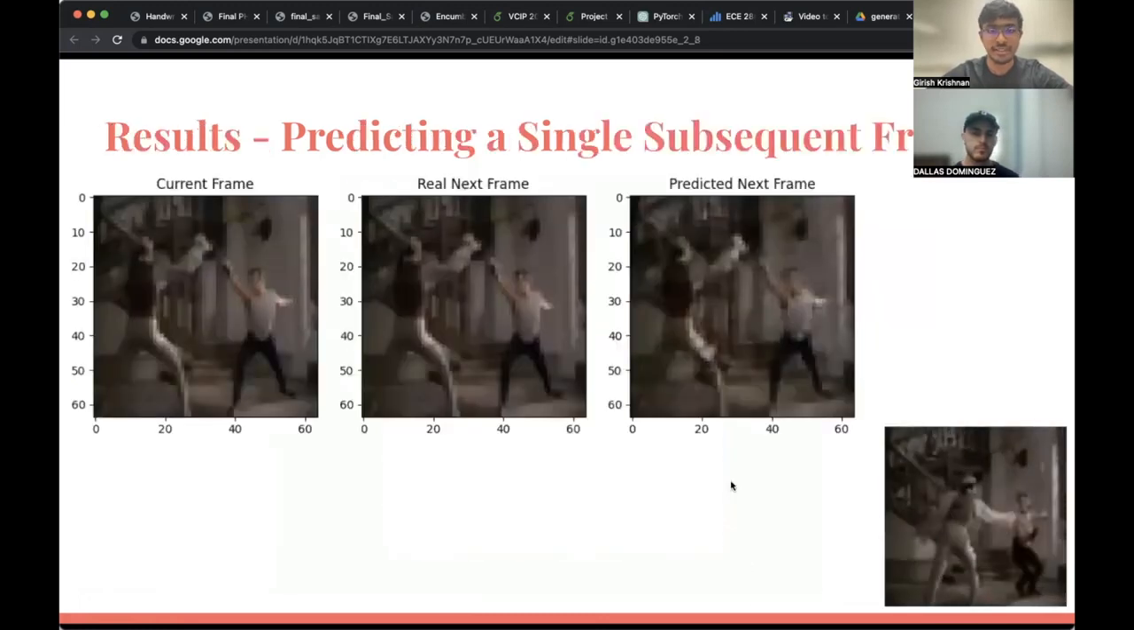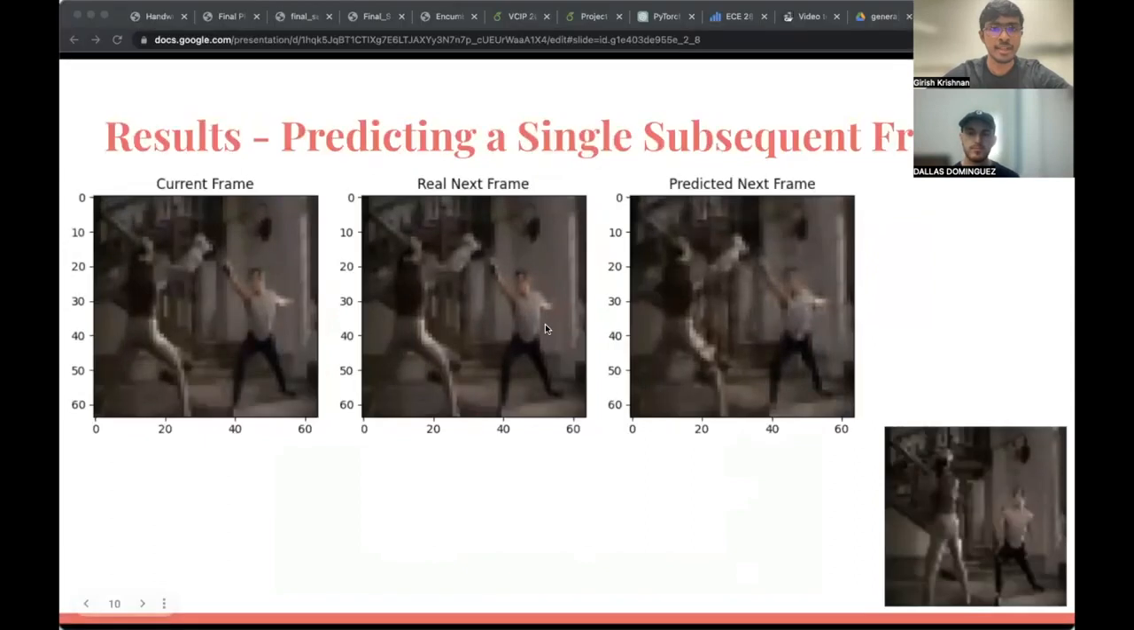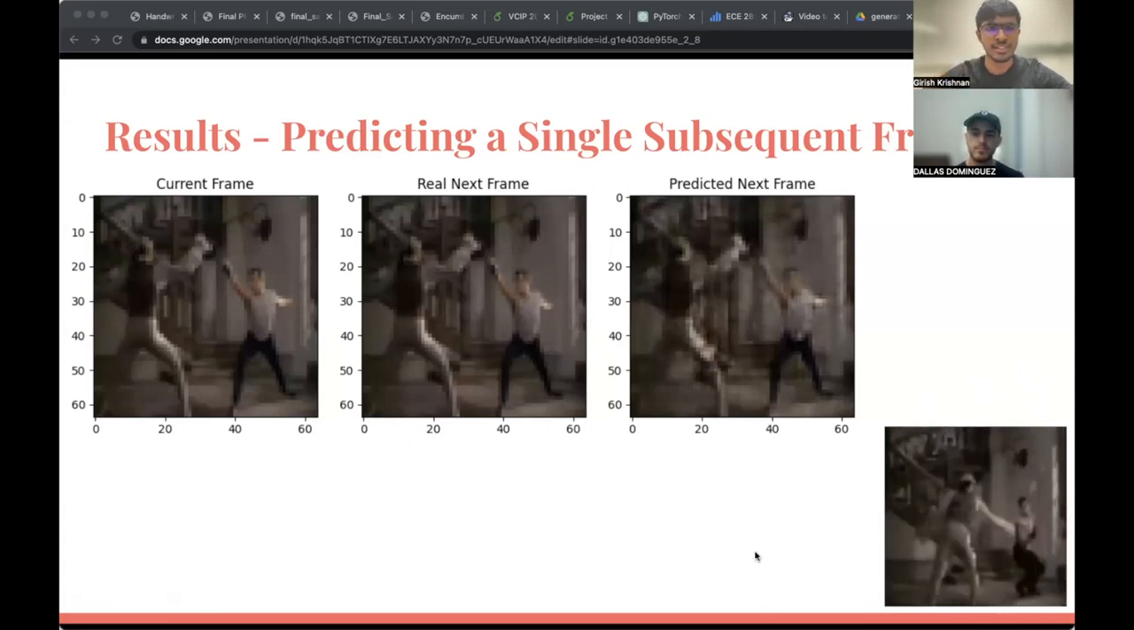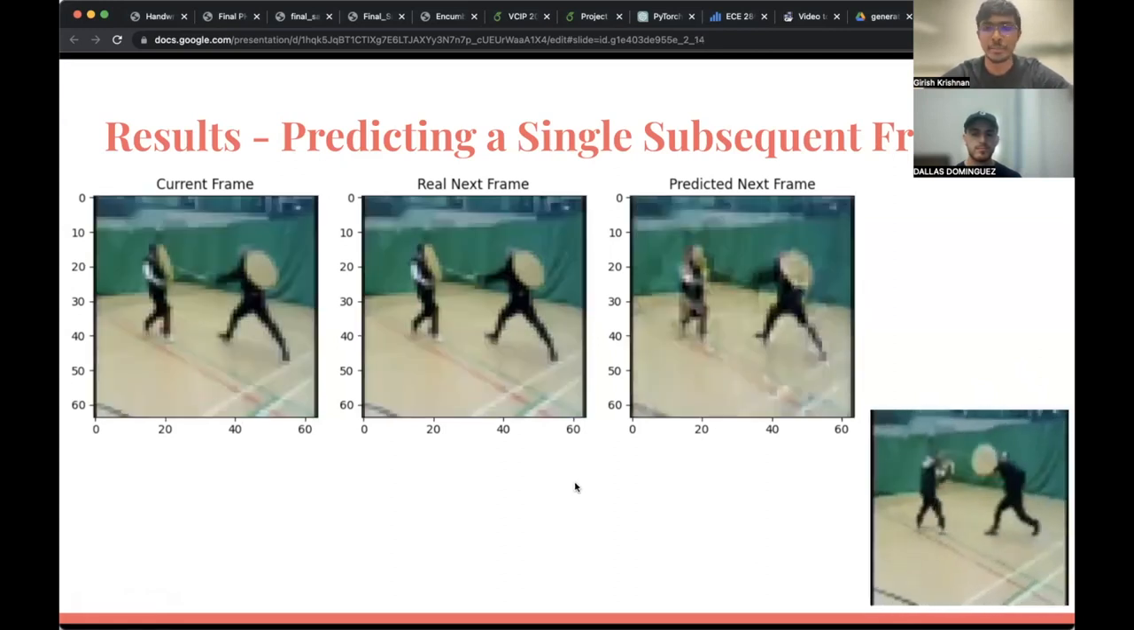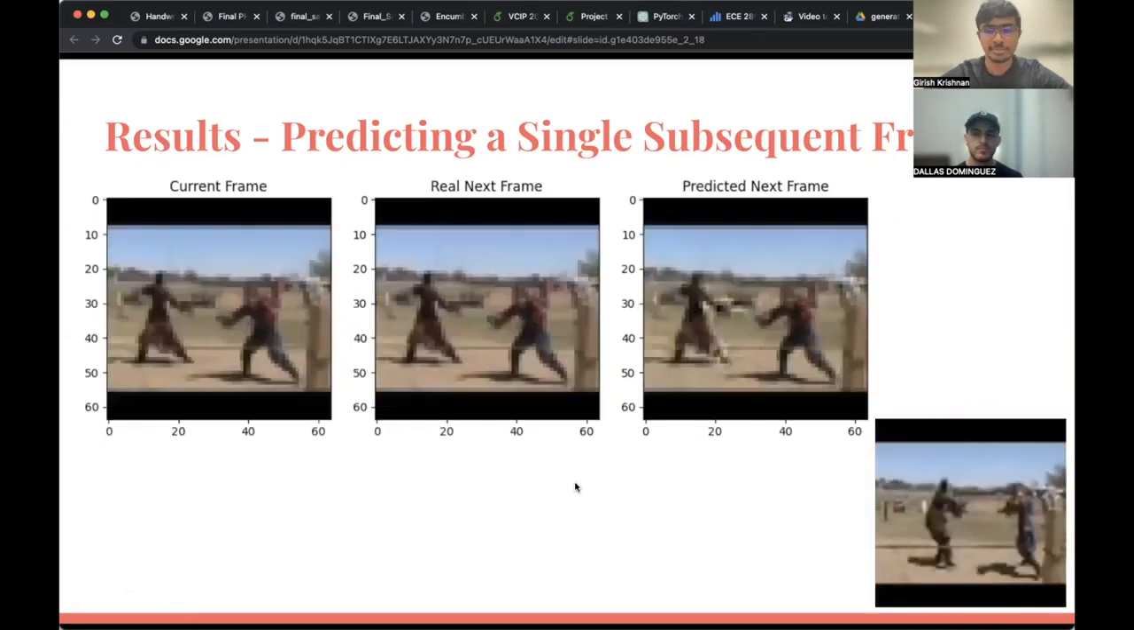Now let's look at some of our results when it comes to predicting a single subsequent frame. On the bottom right, we have the original video from the HMDB dataset. If you consider just one of the frames in the video, the images plotted right over here show the current frame, the actual next frame, as well as the predicted next frame based on our model. As you can see, the predicted next frame is actually pretty realistic. And here are a few more examples showing the current frame, the real next frame, as well as the predicted next frame. Here's one more example, and here is another example.